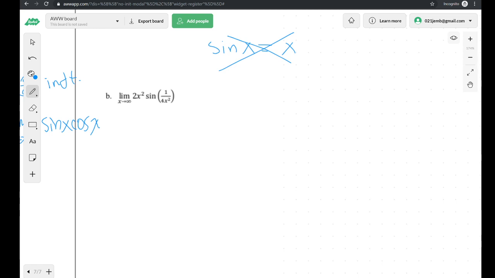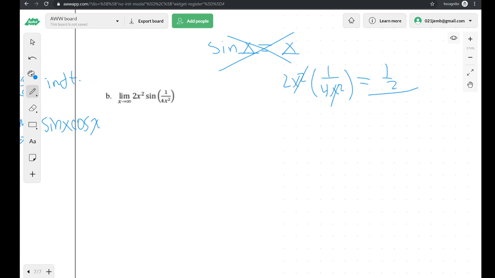If you were to do that, you get 2x squared times, not x, but whatever is inside of sine. So 1 over 4x squared. And the x squared cancels out, so that's a half. All right? So just keep that in mind, but don't do this on the exam. It's just out of curiosity. But let's do it the right way.